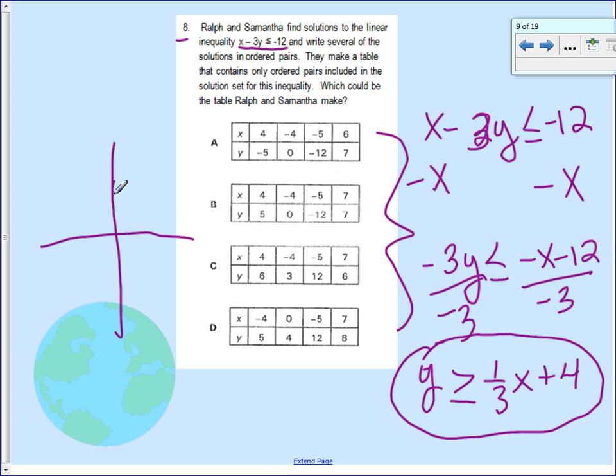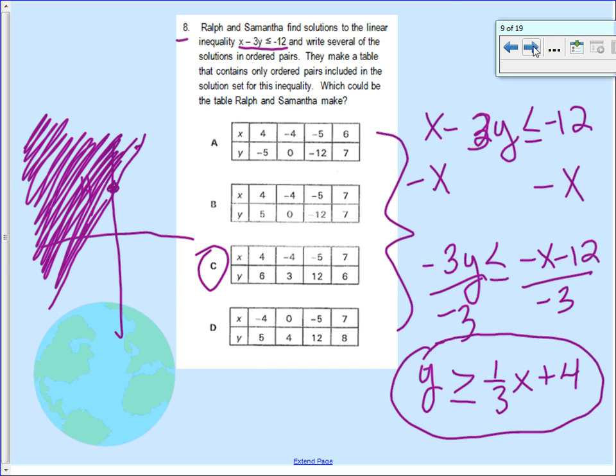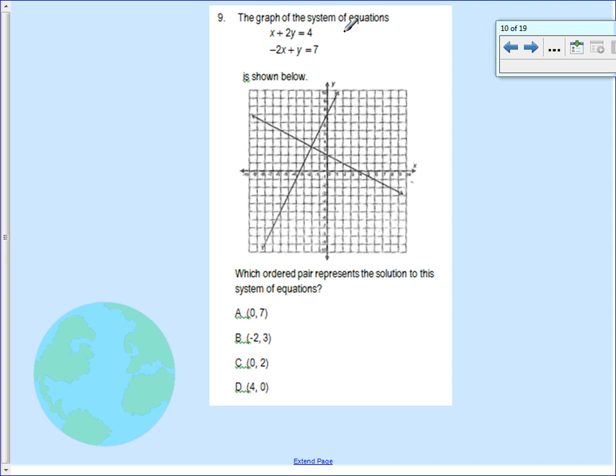So if I have it here, here's my intercept. When do you flip the sign? When you divide by a negative, you flip the sign. Okay, so which table of values lies above and or on our line? C. C? Yes. Okay. You guys ready? Yes. Okay, moving on.